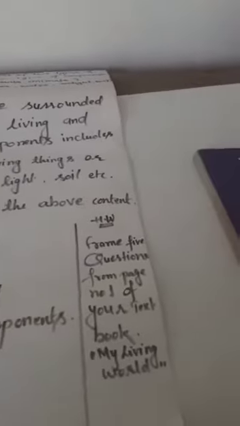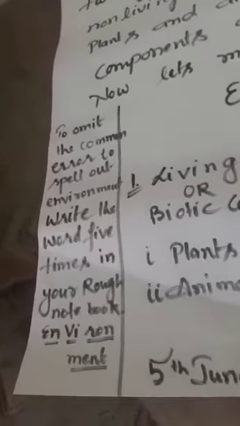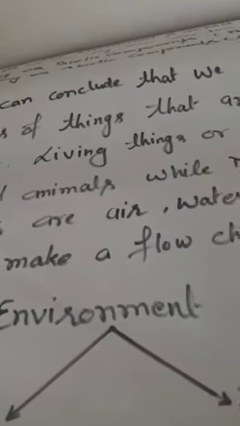Now, I'm giving you some homework so that we can communicate well tomorrow. First, frame 5 questions from page number 1 of your textbook, The Living World. And second, to avoid the common error in spelling environment, write the word 5 times in your rough notebook. That is environment. Because I have observed students normally make mistakes in writing the spelling of environment.